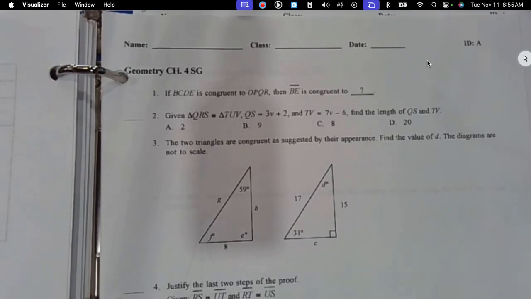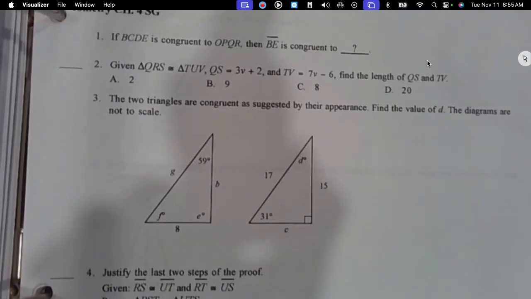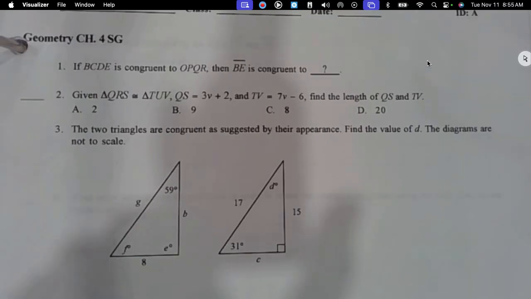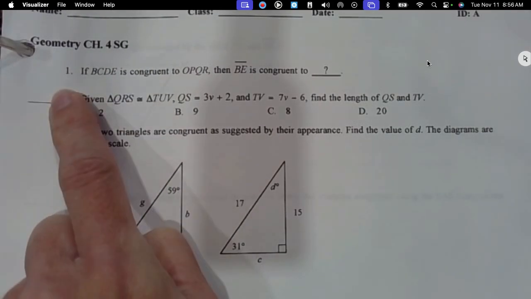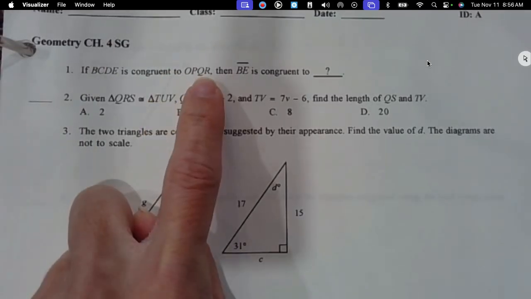On this one, number 1, it says BCDE is congruent to OPQR. It tells you that for a reason. The order of the letters matters. So it says BE is congruent to what? OD. So B and E, it's the first and the last letter.